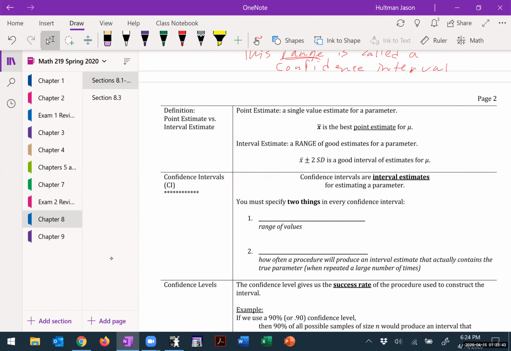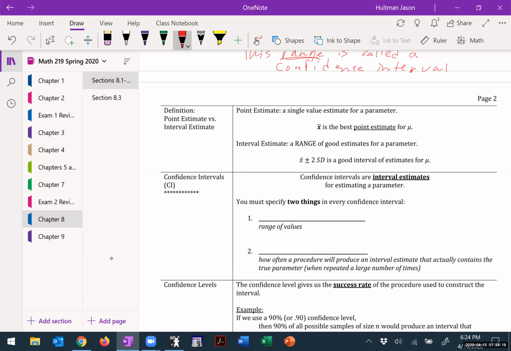Okay, definition, point estimate. A point estimate is a single value estimate for a parameter. Remember, parameter is for population and statistic is for sample. Estimate is for a parameter. X bar is the best point estimate for mu. So if we don't have mu, we use X bar. That's our best estimate, and the larger our sample size, the better that estimate gets.